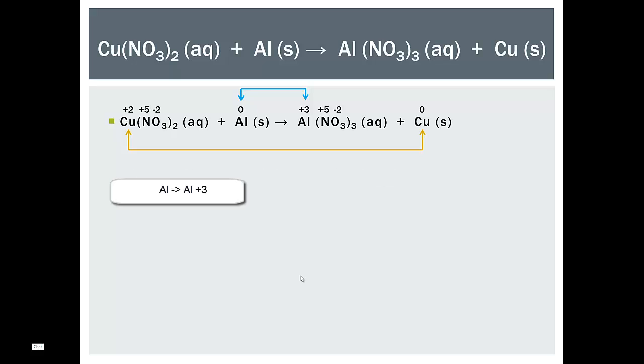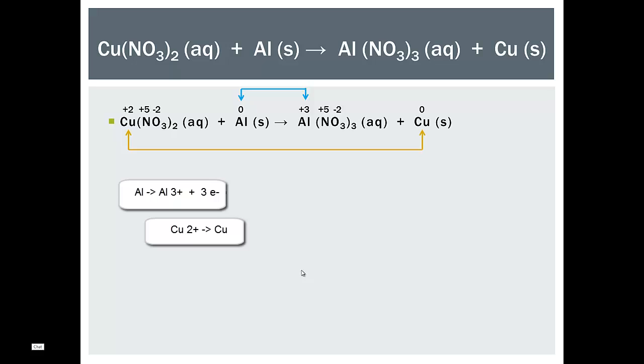So here we're going to pull these out. Right, so aluminum is going from 0 to +3, which is going to be oxidized, and the copper is going from +2 to 0, which means it's being reduced. So now I need to put the electrons in to fix those. So the 3 electrons are going to need to go onto the product side, and then for the copper, the electrons will have to go onto the reactant side.